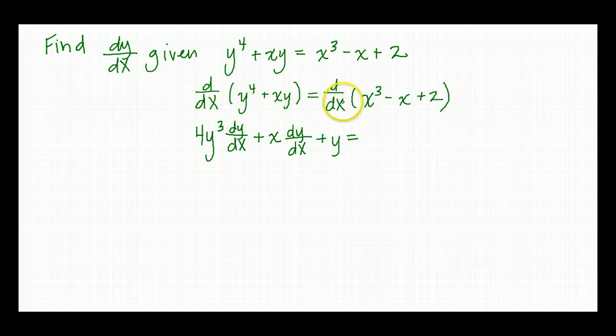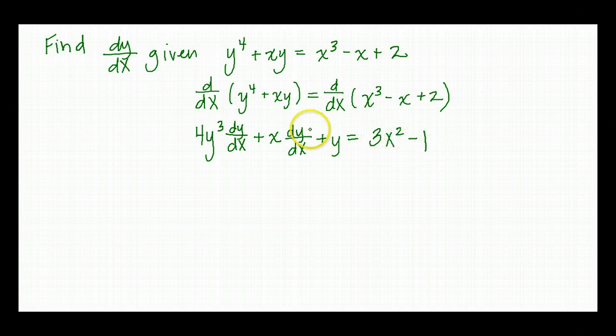So we've completed the left side. The right side is the easier side this time. Just the power rule, we have 3x squared minus 1. Alright, so now I have something a little different than last time. I have the terms with dy/dx on one side, but I have this extra plus y here. So what I want to do is move it to the other side.